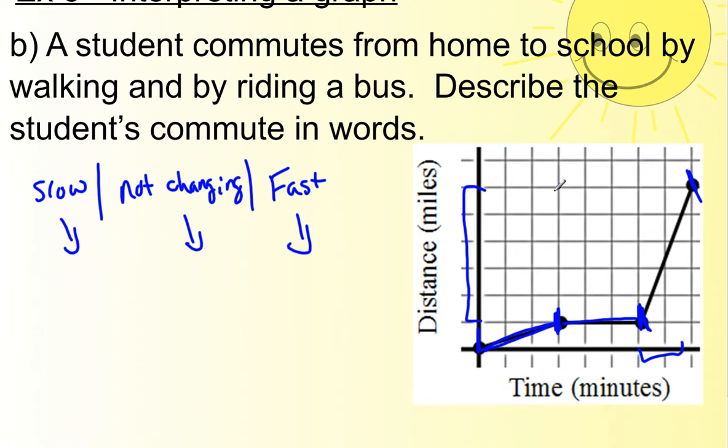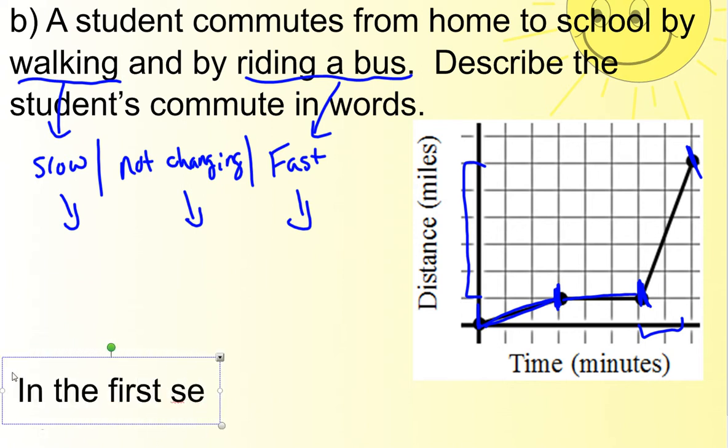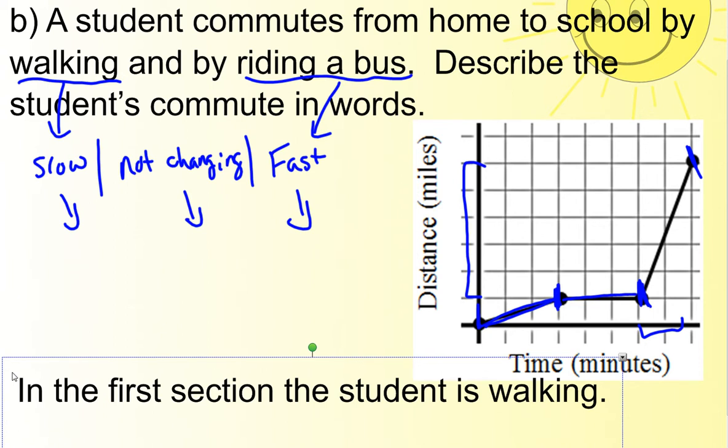Well, the student commutes from home to school by walking and riding a bus. Well, walking would fit this. Riding the bus would fit that. So maybe what's happening is in this first section of time, the student is walking. Okay, so let's type this out again. In the first section of time, the student is walking. Okay, I'm going to skip some space here.